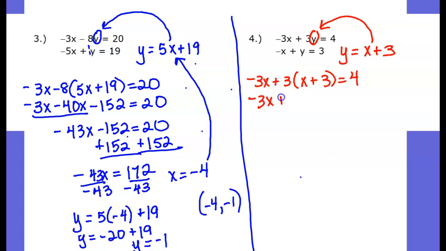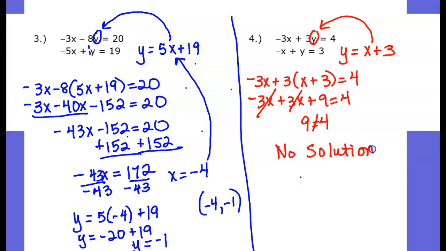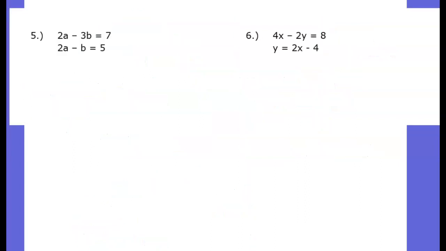When I distribute, okay, I end up with the 3x's canceling out. I've got 9 is equal to 4. Well, 9 does not equal 4, so I know there's no solution. So here's an example of no solution, which we know happens when the slope of both of the equations is the same. Okay, looking at number 5.